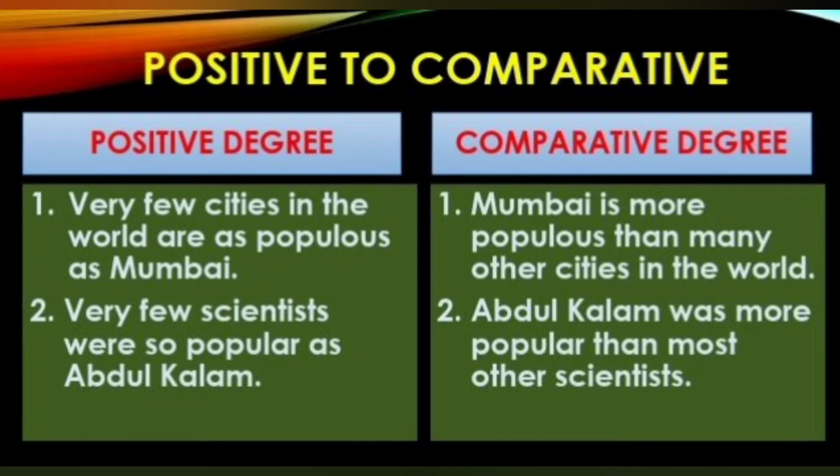So we begin, Mumbai is more populous than many other cities in the world. Okay, as populous as changes to more populous than many other cities. Than many other should be used, or than most other can also be used. See, populous has 3 syllables, and that is why in comparative form it has taken more populous.